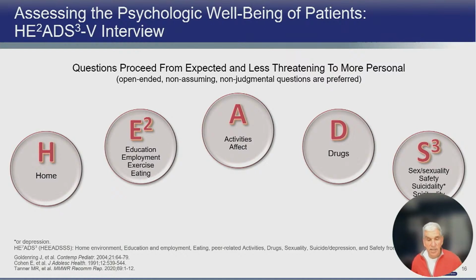H, E, education, employment, exercise, eating. H, E squared. A, what kind of activities do they do? What kind of affect do they have? D, are they using drugs? And then S, S cubed. Sex, sexuality, safety, suicidality, spirituality. How do you assess this individual? This H, E squared, A, D, S cubed is a way to do that, and we can provide this slide for you as a mnemonic if you wish to use it.